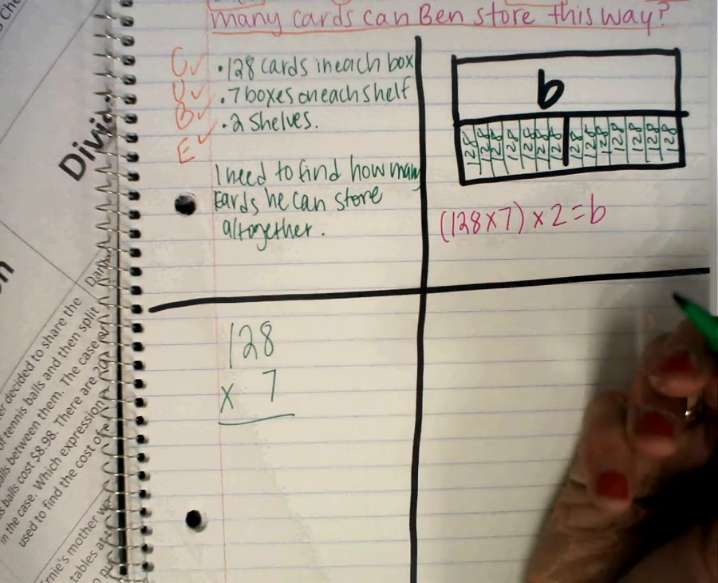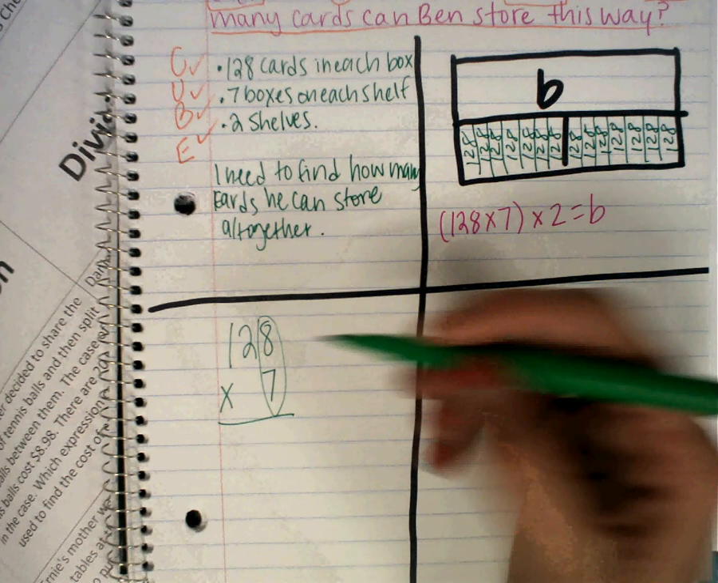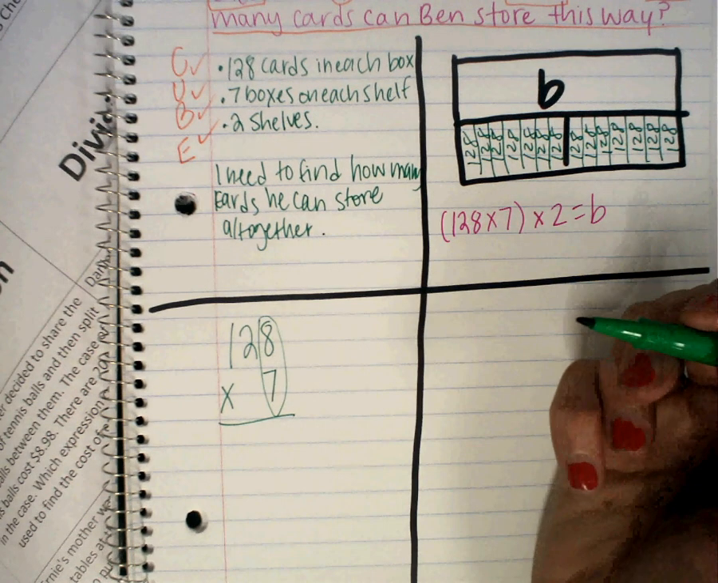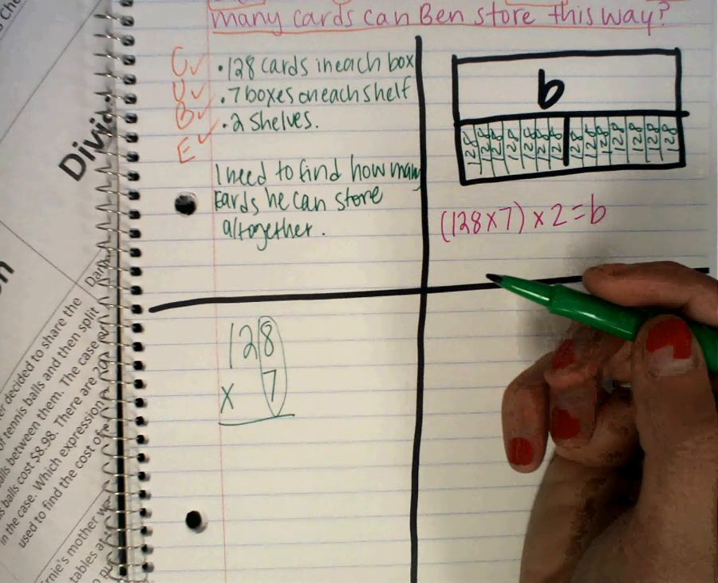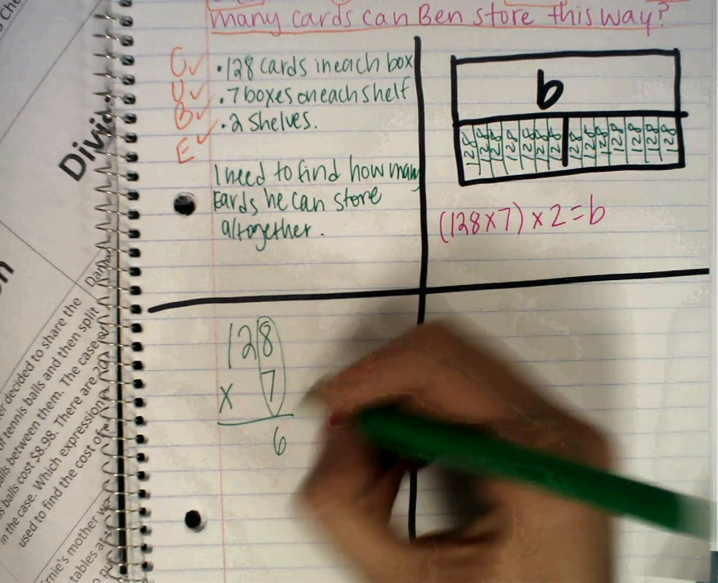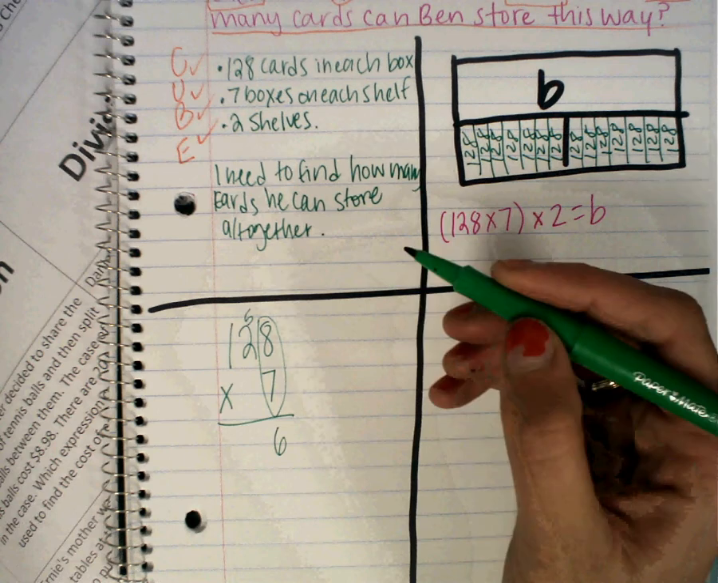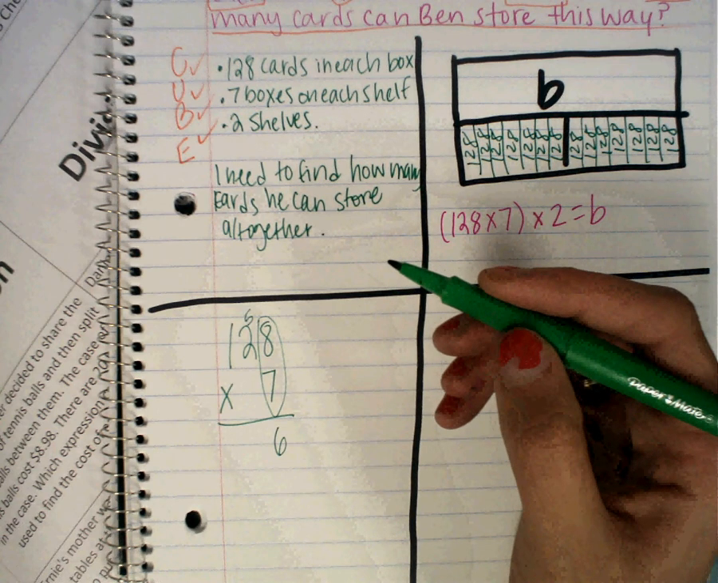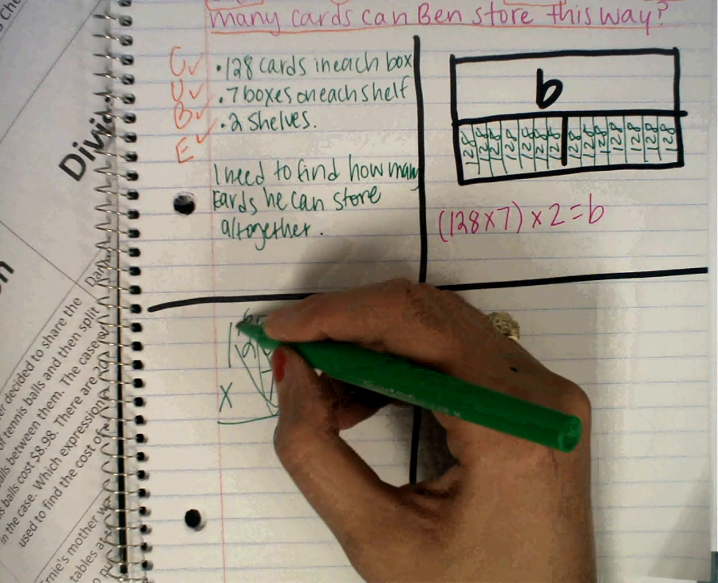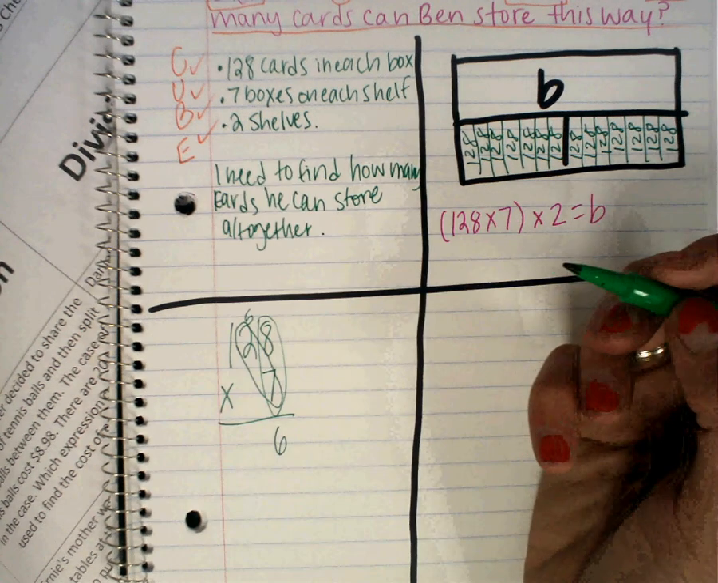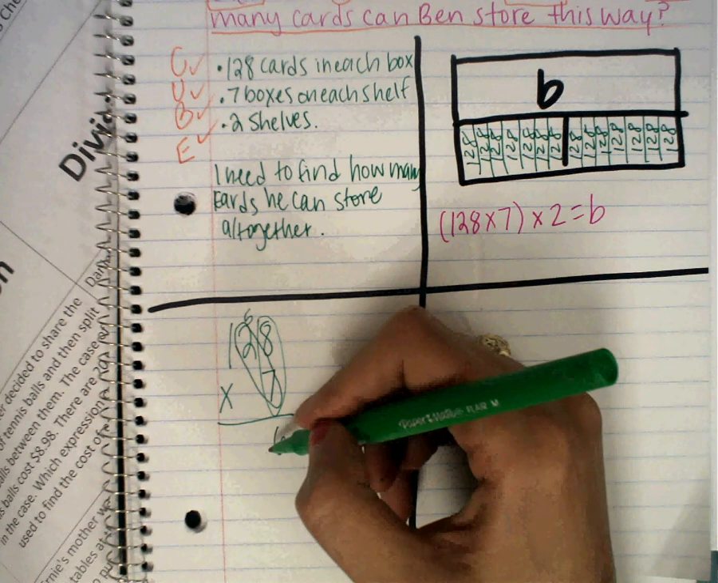What's 8 times 7? 8 times 7, make a T-chart if you need to, pause the video if you need to. 8 times 7 is 56. 6 goes down, 5 goes up. Okay, now we need to do 2 times 7. What is 2 times 7? 14.